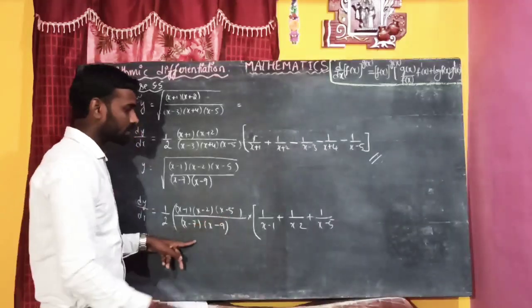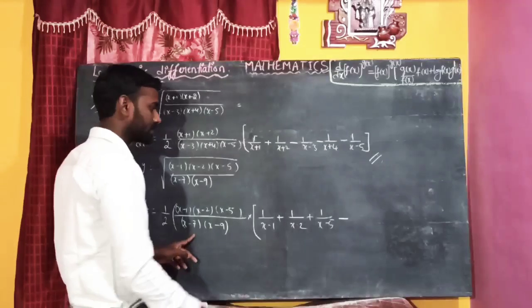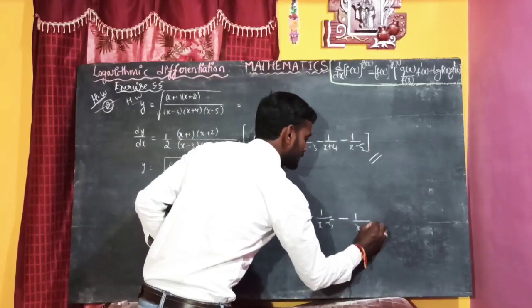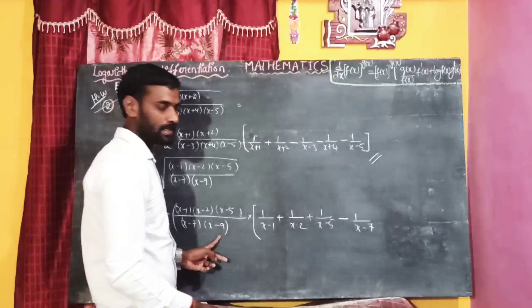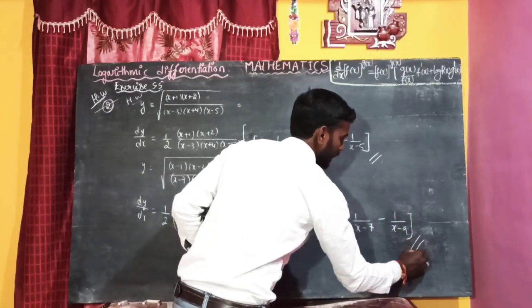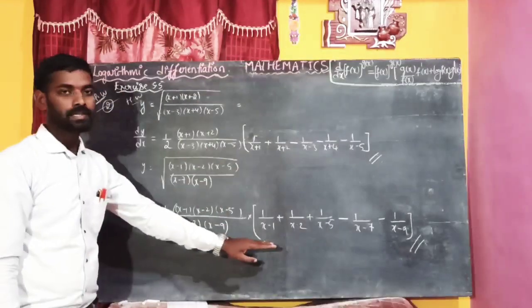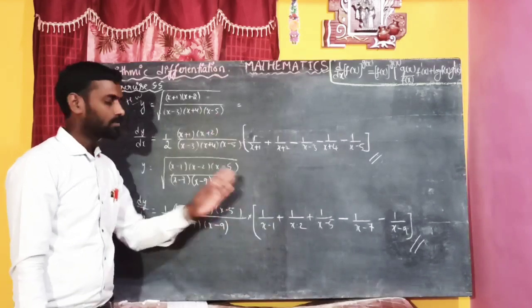Next, for the denominator, this is minus 1 by x minus 7, and again x minus 9 is in the denominator, minus 1 by x minus 9. Like this you will get the answer. Like this you can guess the answer for this type of questions.